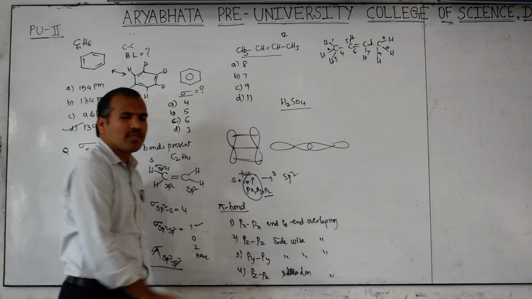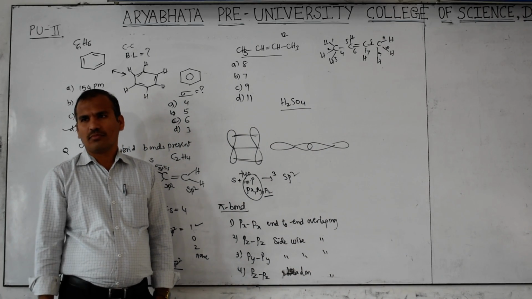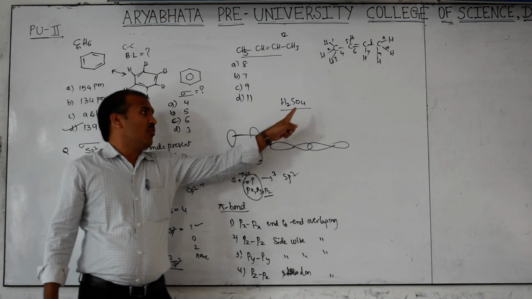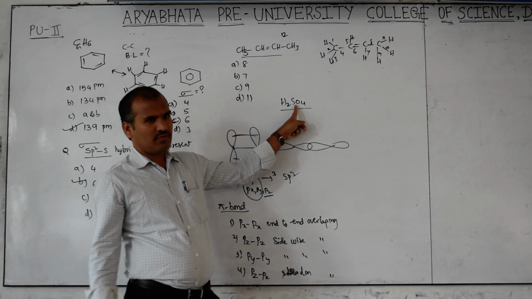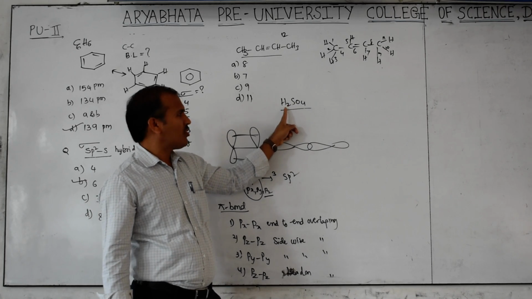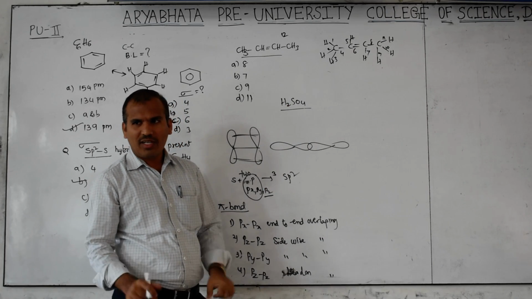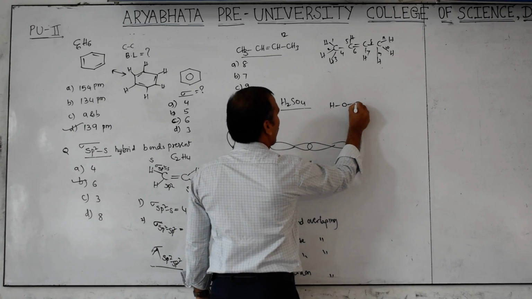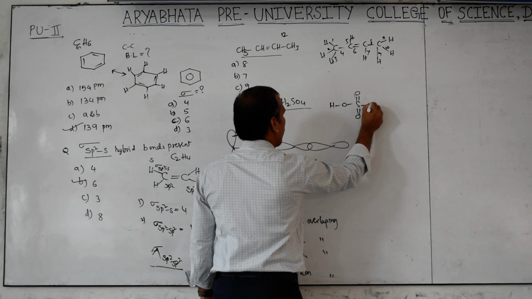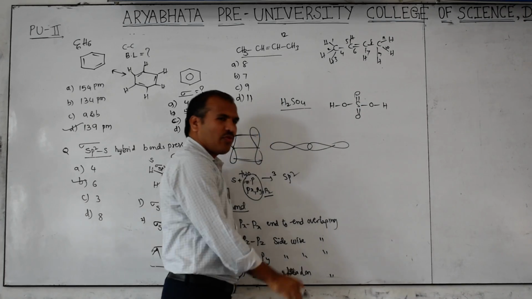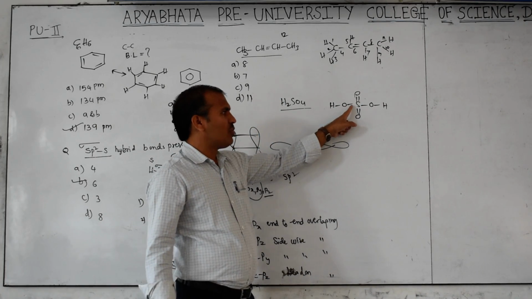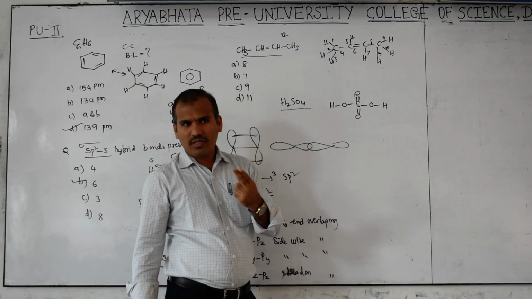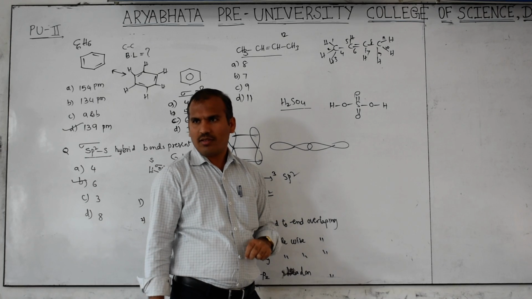How many sigma bonds are present? 4 plus 1, 5. 5 plus 2, 7. 1 less, 6. If you want, then try it. This is H2SO4: 1 bond, 2 bond, 3, 4, 5, 6. How many pi bonds are there? 2 pi bonds. Got the point?